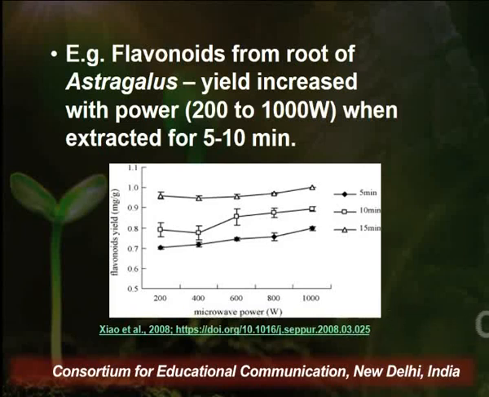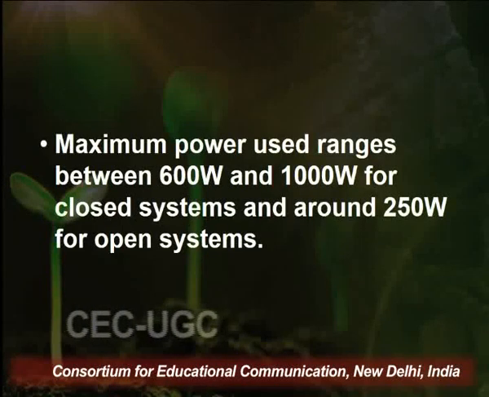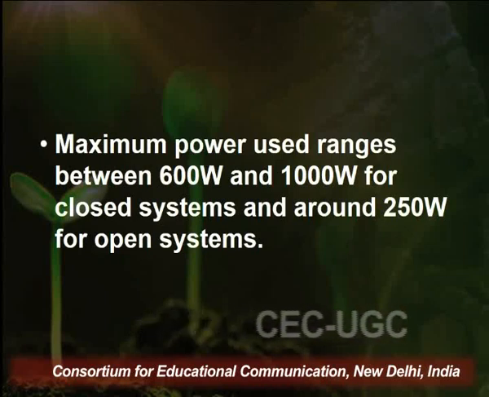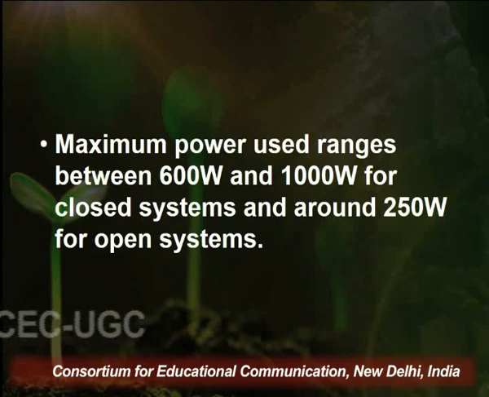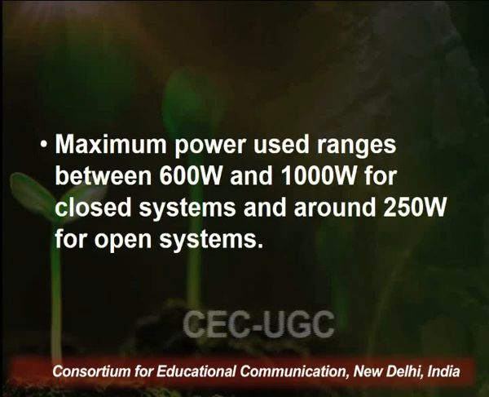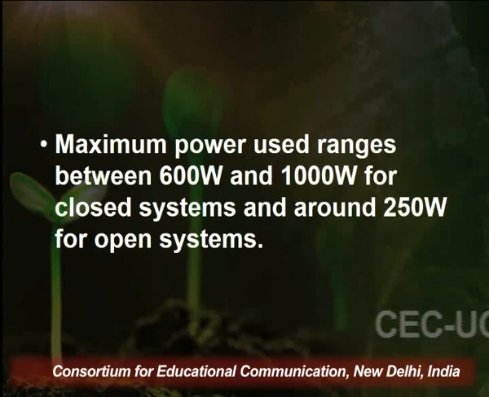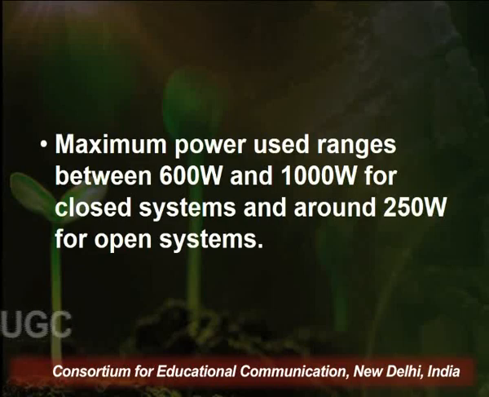But when the extraction time was increased to 15 minutes, which is indicated by the topmost line, you can see that there was an insignificant increase in the yield of the flavonoids with the increase in power. So the bottom line is, one always has to optimize the power along with the extraction time. It has been found that the maximum power ranges between 600 and 1000 watts for closed systems, because they have certain pressure limitations, and it is around 250 watts for open systems.